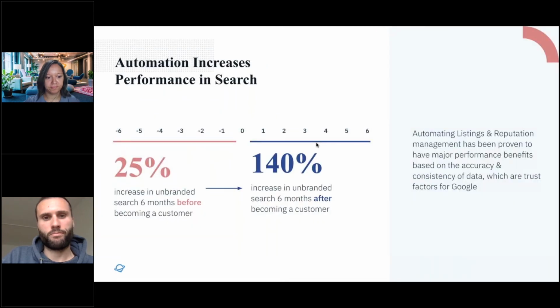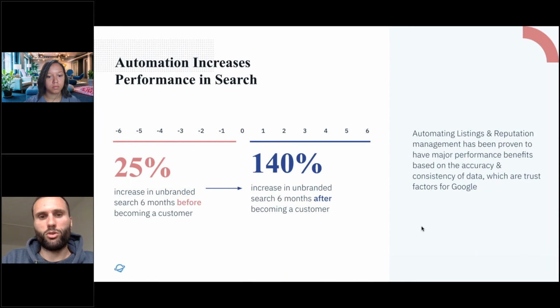And then lastly, in terms of ROI, when we did this study of our own customers, we wanted to look at the 6 months before they were a customer. It's very specifically in the 6 months after, just to prove that ROI for the locations that work with an automation platform. And we found that they had a 25% on average increase in unbranded search the 6 months before they became a customer, and then 140% in the 6 months after.